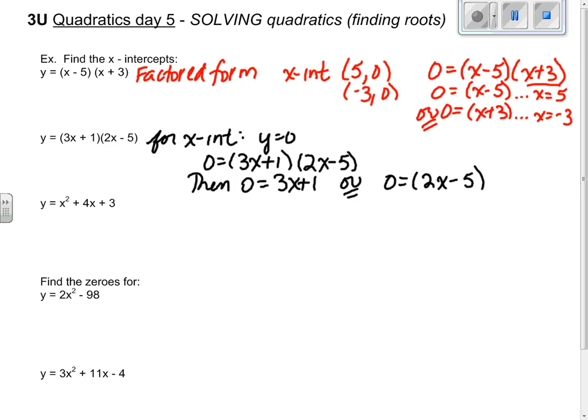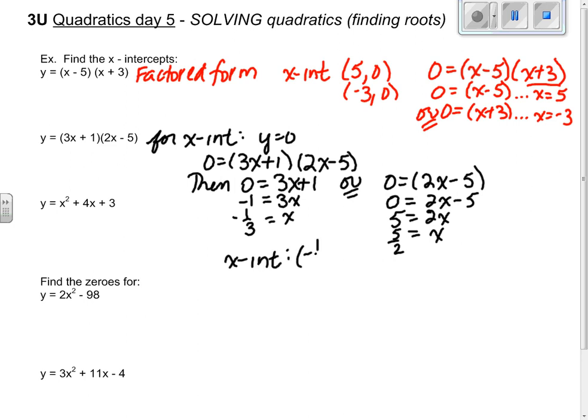For the first one, I'm going to subtract 1 from both sides, and then divide by 3. So one of my x-intercepts is minus a third. For the second one, I'm going to add 5 to both sides, and then divide both sides by 2. So my second x-intercept is 5 halves. So the first one is minus a third from the first bracket, and the second one is 5 halves from the second bracket.